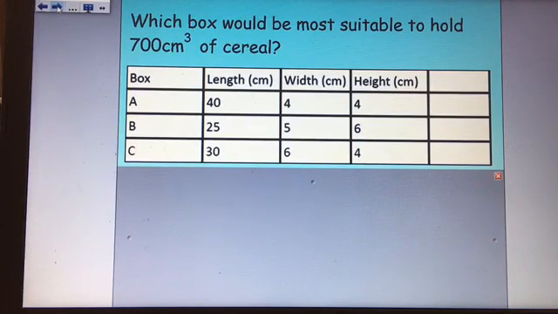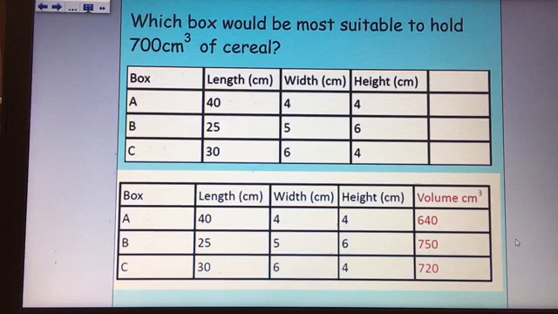Okay, so next question. Which box would be most suitable to hold 700 centimeters cubed of cereal? Press pause to have a go on your own. If not, I'm going to go through the answers. So hopefully, if you've gone through and worked them all out, you should notice that box C is 720 centimeters cubed, and that is the most suitable box to hold that amount of cereal because it's the closest number to 700.